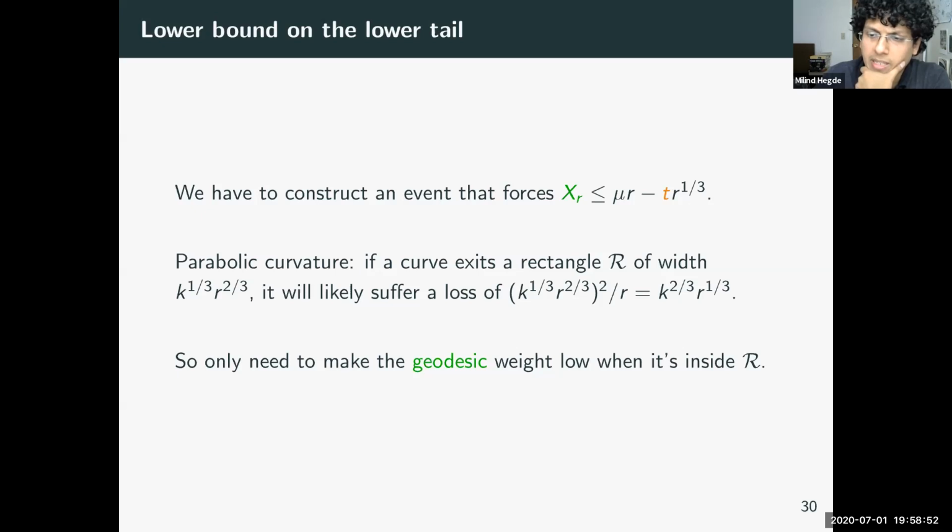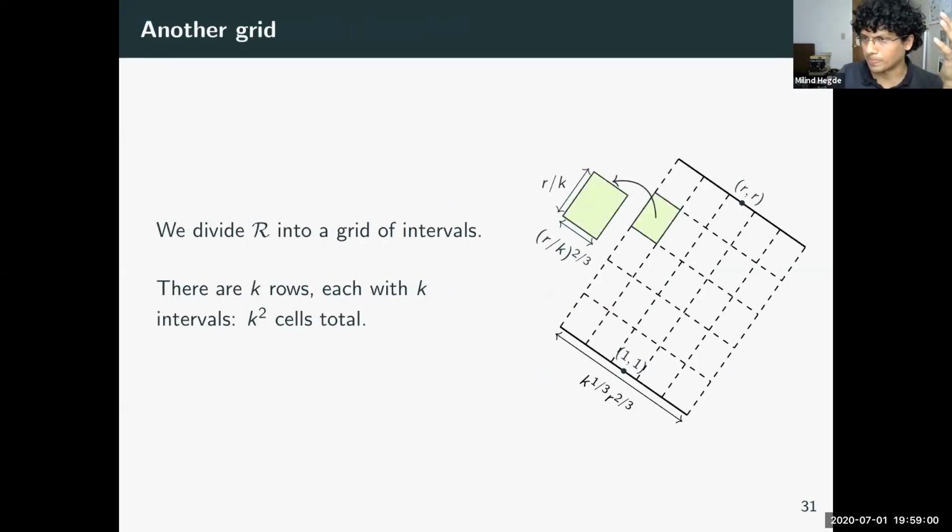So how do we make the weight of this path inside the rectangle R to be small? We do something very similar to earlier. We consider a grid. This time the grid's width is k to the 1/3 r to the 2/3. The cells in the grid have height r over k and width r over k to the 2/3, same as in the construction I showed you. And so that means there are k-squared cells in the grid, right? K in each row, k in each column, just as before. And this again, this k-squared is going to be the same k-squared which appears in the bound. Because k-squared is t cubed.